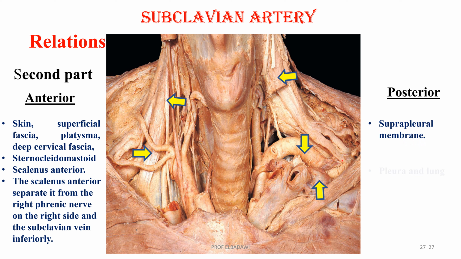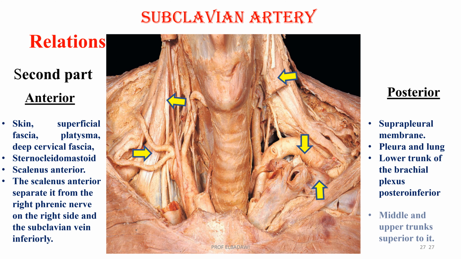Posterior will be again the suprapleural membrane, the pleura and the lung. The lower trunk of the brachial plexus will be posterior inferior, while the middle and the upper trunks will be superior to it. That is the lower trunk here, and these are the upper and middle trunks. That is the second part.